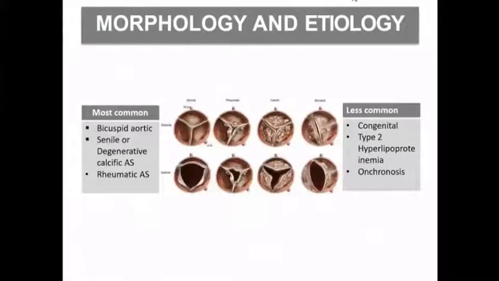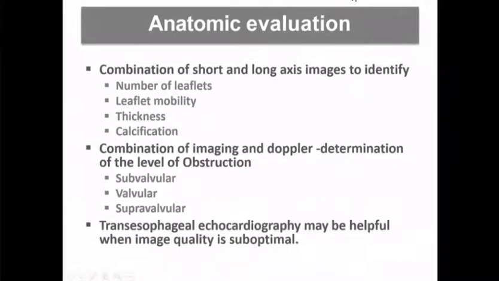What you have to diagnose in the echo is the morphology of the valve and the etiology. The most common are the bicuspid aortic valve and the degenerative valve, which is now becoming number one. Rheumatic aortic stenosis is now becoming less common; in Western countries it is almost rare, but in our country it is still a common cause of aortic stenosis. Less common causes are congenital, hyperlipidemia, and others.